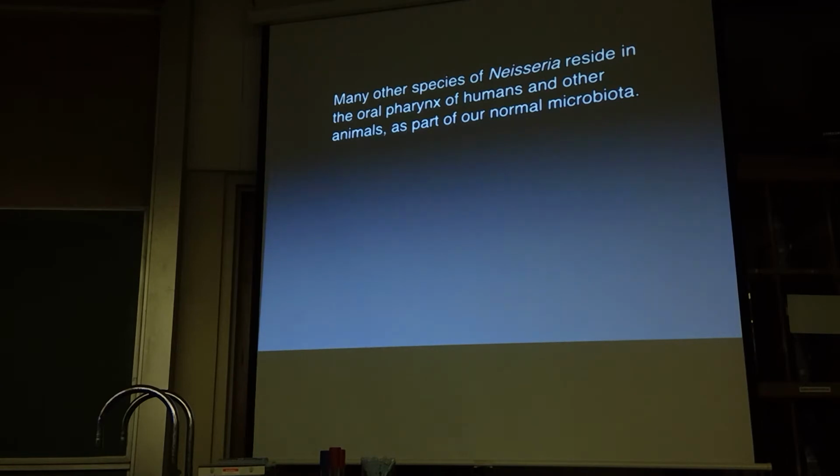They are often part of our normal microbiota in our pharynx, a lot of different species. The ones that are part of your normal microbiota would not be pathogens, but they probably would protect you from something like Neisseria meningitidis.